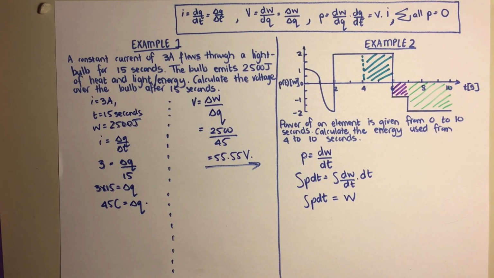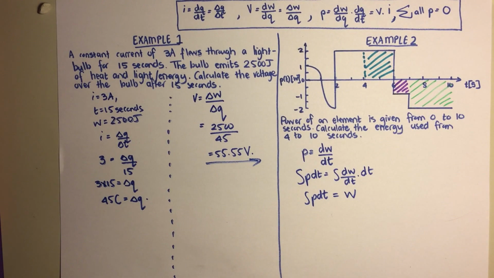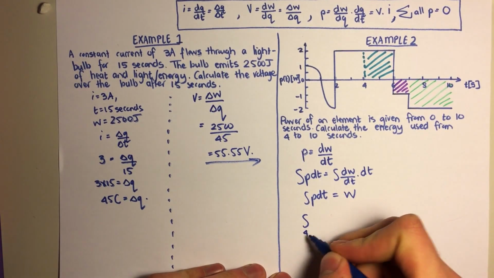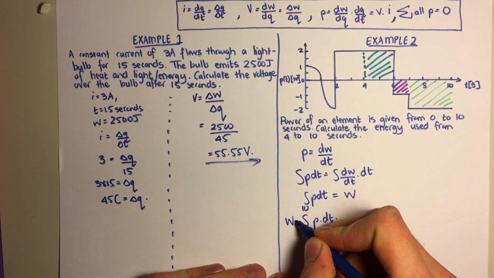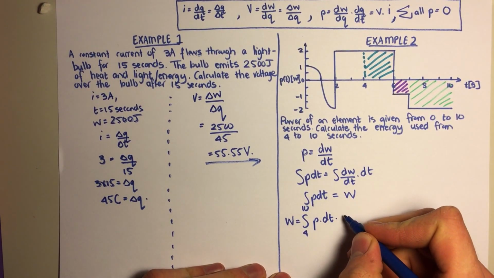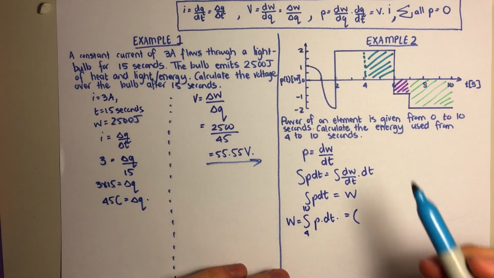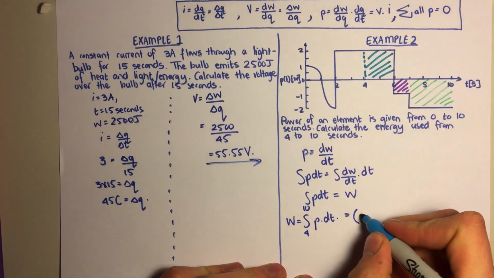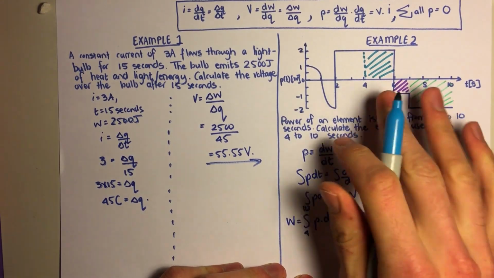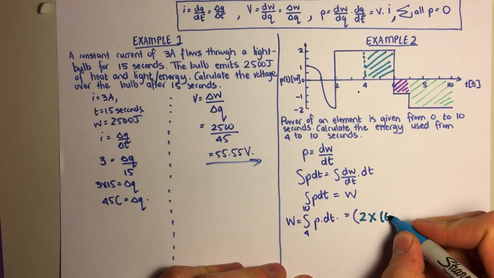Okay, so if we add these, we get the integral from 4 to 10 of the power dt, which is equal to W, and that is equal to the sum of the areas. So we take the area of the blue, which has a height of 2, multiplied by the width of this block. That's 6 minus 4, which gives you 2.